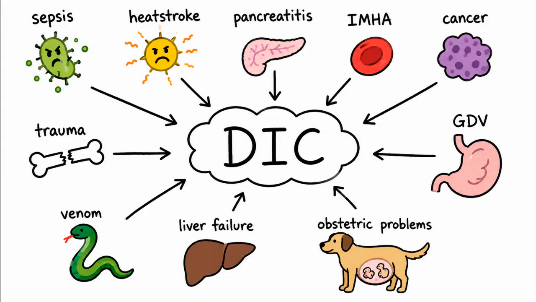DIC is not a primary disease. It develops secondary to severe conditions such as sepsis, heat stroke, pancreatitis, immune-mediated hemolytic anemia, neoplasia, major trauma, gastric dilatation volvulus, envenomation, liver failure, or obstetric complications.